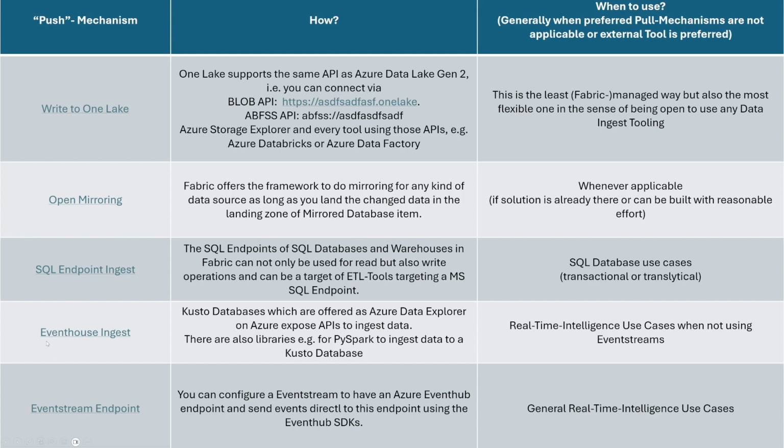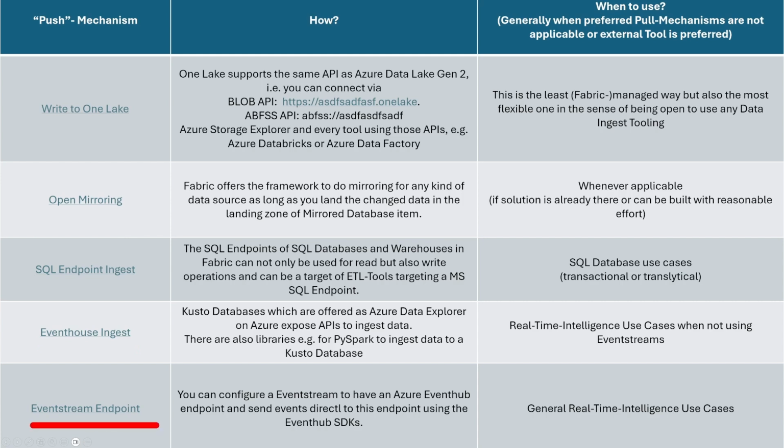The same goes for streaming: we have Eventhouse ingestion. Those Kusto databases also offer APIs to ingest data directly. There are also some SDKs and libraries to land data in a Kusto database directly, and this can be used if you don't want to use event streams, or if they are not applicable for your real-time intelligence use cases. You could also connect via those APIs.